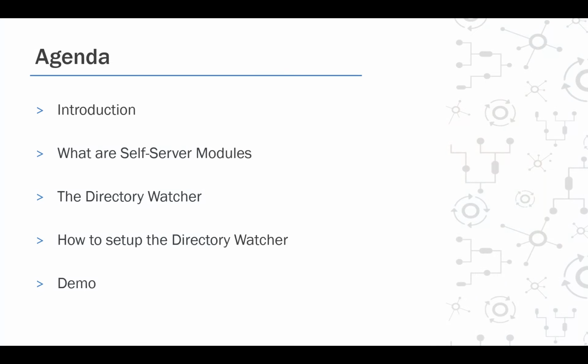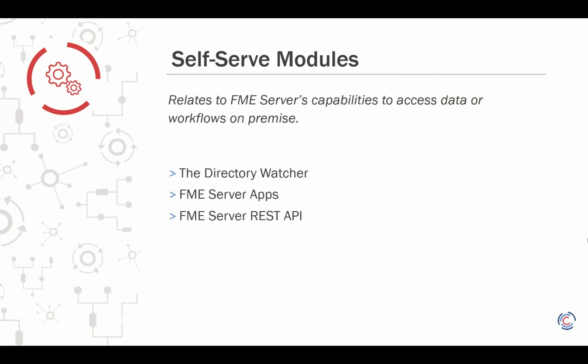So what are self-serve modules? The idea with self-serve modules, which is a sub-chapter of our series, is that it relates to FME Server's capabilities to access data or workflows on-premise. We'll be showing the directory watcher, FME Server apps, and the REST API. On-premise means that the user can work with FME Server on demand, whenever needed, directly or indirectly from the web interface. These are three different ways we can do it: the directory watcher, the apps, and the REST API. There are other ways, of course, but these are the ones we'll be showing in the series, and today's is the directory watcher.